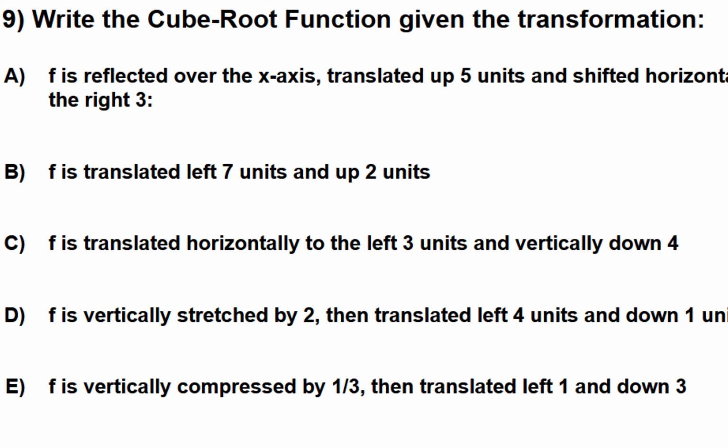From there, let's move on to the next question type, which is when given a description, provide the function. For the first one, we have f is reflected over the x-axis, so for this one let's write down g of x is equal to negative cube root of x, and it's translated up 5 units, correct? So if it's translated up 5 units, we have the +5 outside the radical. Then it's shifted horizontally to the right by 3 units. So hence we have -3 inside the radical.